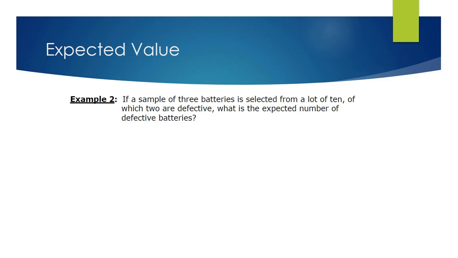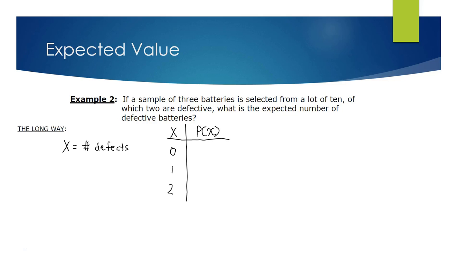If a sample of 3 batteries is selected from a lot of 10, of which 2 are defective, what is the expected number of defective batteries? So we're looking for, if we pick 3 batteries out of this group, on average, how many batteries are going to be defective? There's a long way of doing that, and there's a short way of doing that for this particular circumstance.